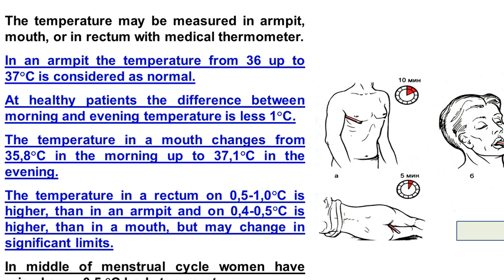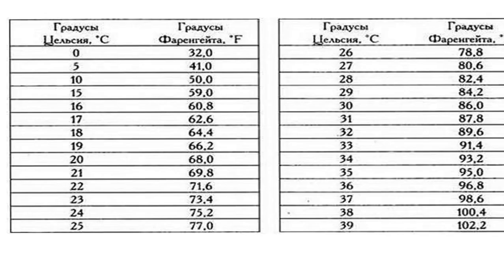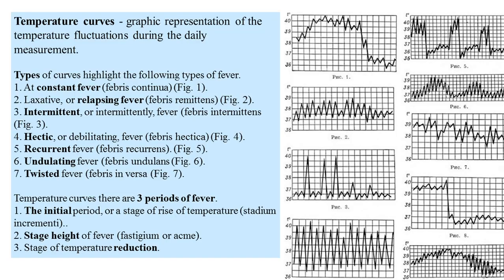Temperature in the rectum is 0.5 to 1 degree higher than in the armpit, and also higher than in the mouth. You should also know that in the middle of the menstrual cycle, a woman has a rise of 0.5 degrees Celsius in body temperature. Here are the differences between Celsius and Fahrenheit temperature.